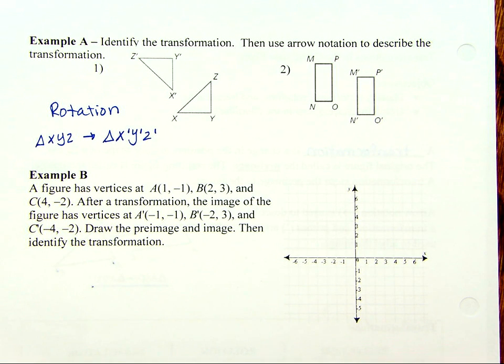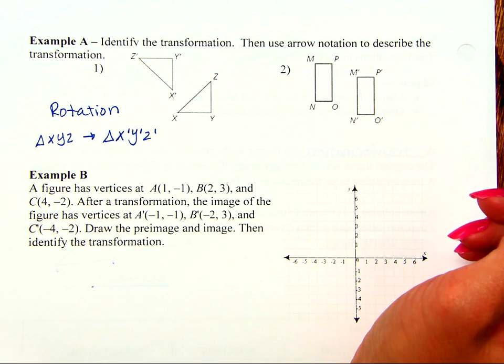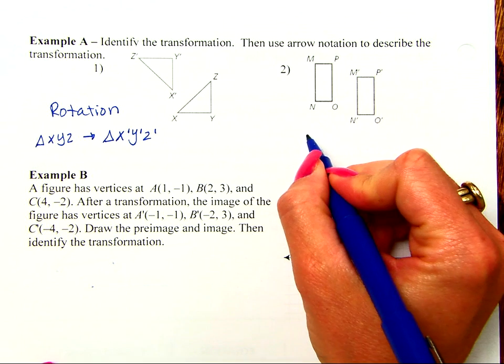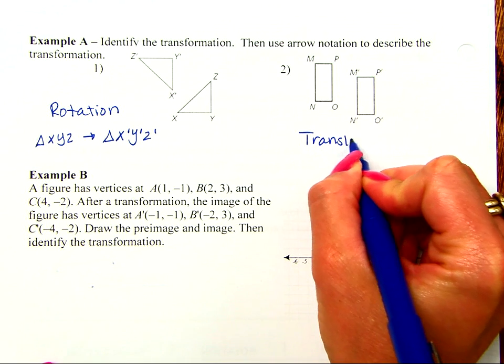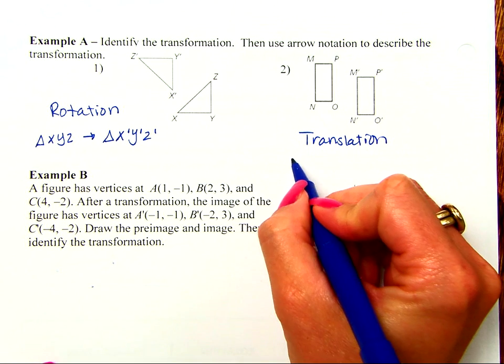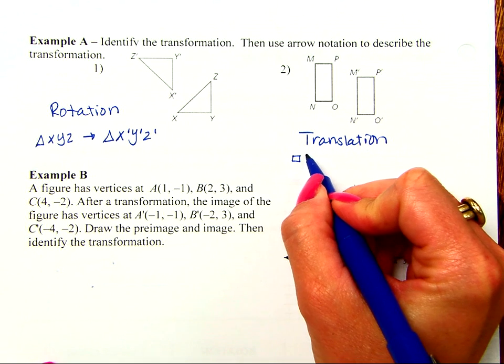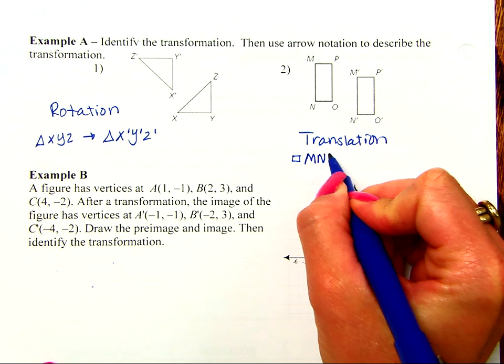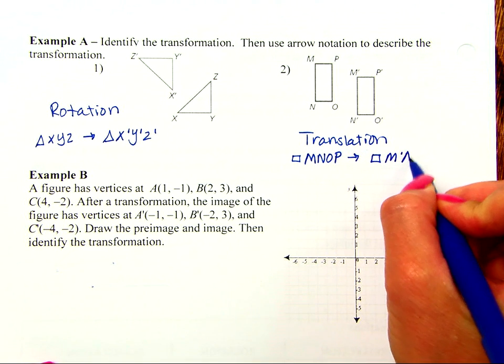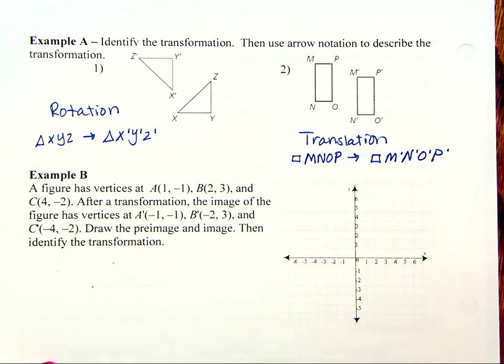In number 2, I am comparing my rectangle MNOP to M prime, N prime, O prime, P prime. I can see here it was a slide, and so we're going to say that it was a translation. And for my arrow notation, sometimes you see this little symbol used for rectangle. Other times they might just list the letters. There will be my arrow notation.